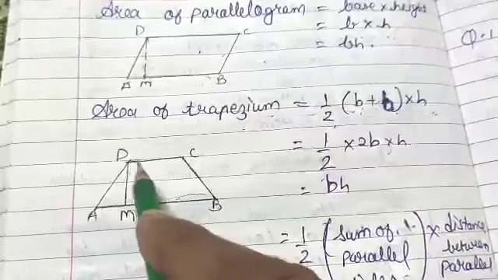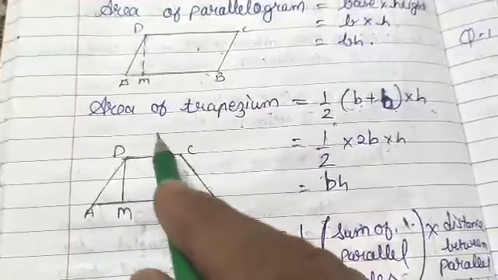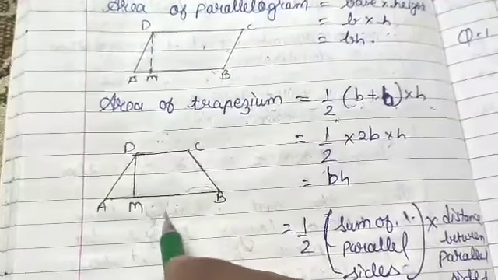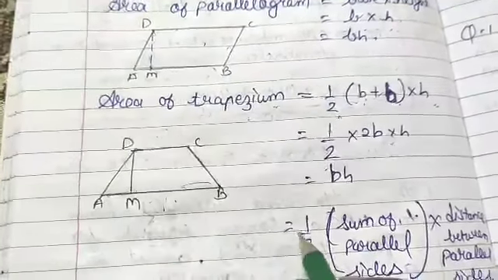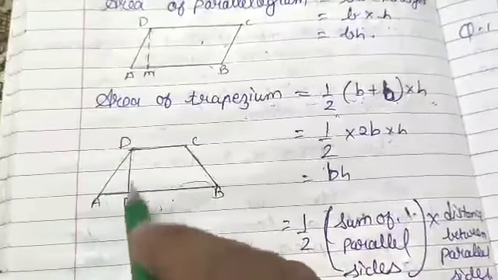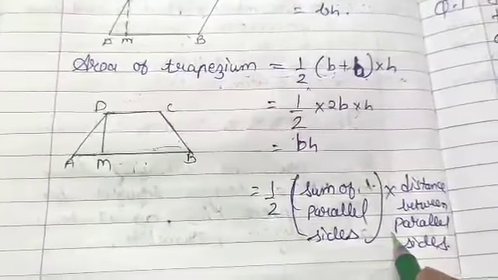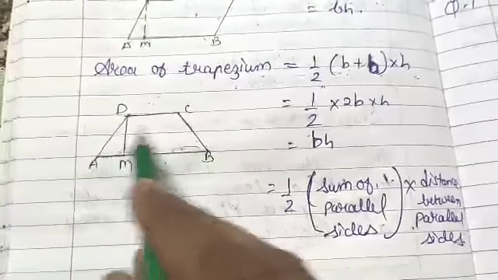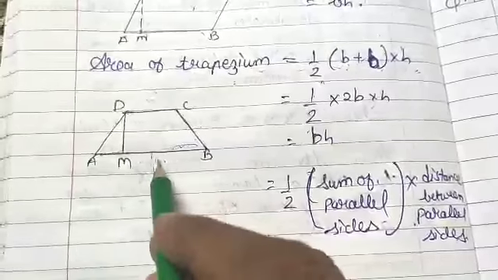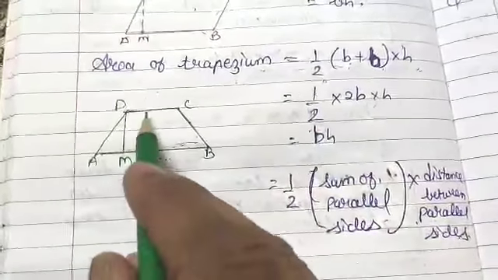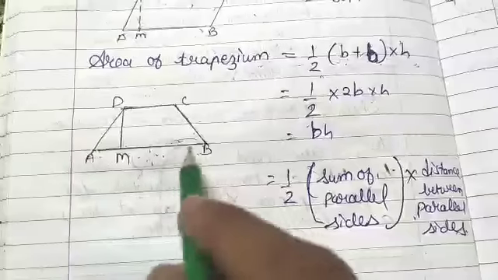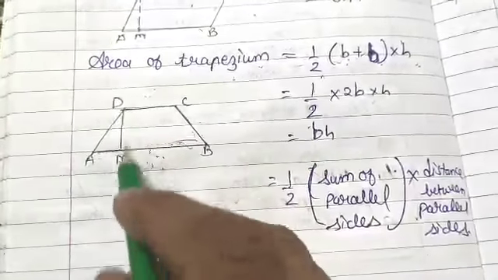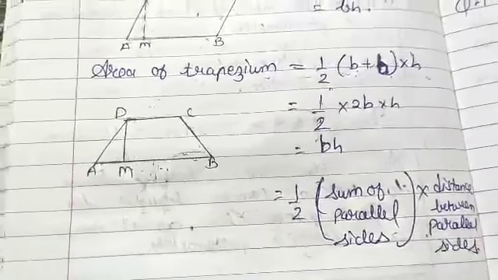Base plus base means the sum of the parallel sides, that is, we have to add both the parallel sides, multiplied with half and multiplied with the distance between the parallel sides. See here, it is written in words also. The height means the distance between the parallel sides. These two are not parallel sides, these two are parallel sides. So half into the sum of the parallel sides, that is AB plus DC, whatever the value is given, into height, which means the value of DM, the distance between the parallel sides.